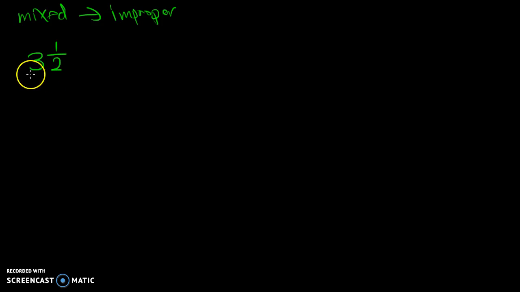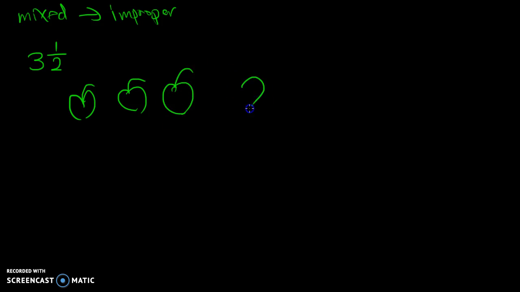First, I must understand what the fraction is telling me. I see 3 and 1/2 here. It means that I actually have 3 wholes, as you can see here. Let's say I represent it: I have 3 apples. 1 apple, 2 apples, 3 apples. And I have another half of an apple, like that. So how do I change it to an improper fraction?